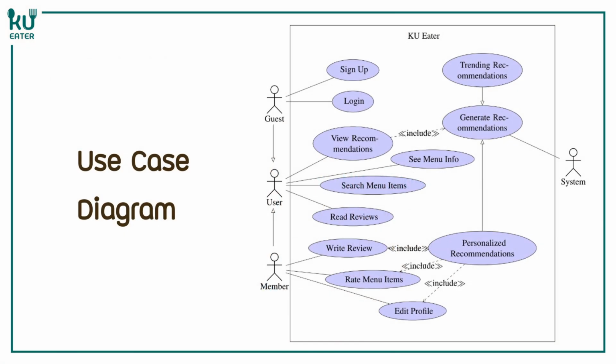Now for the use case diagram, the users are going to be able to view recommendations about the food items that they want to see. They can see the menu info, they can search for the menu items that they want, they can read reviews or even write reviews, and they can even edit their profiles to tune their very own dietary restrictions.